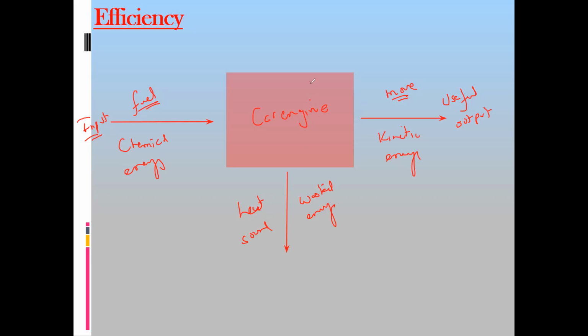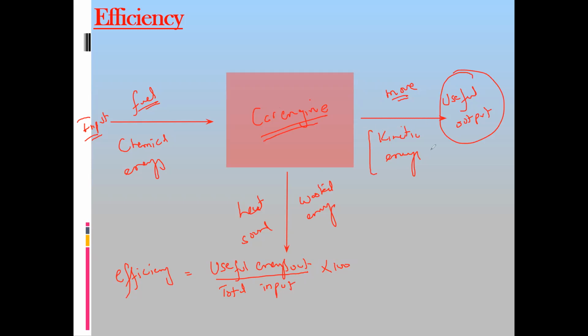So what is the meaning of efficiency? Basically, efficiency is a comparison between the useful energy output divided by total input, multiplied by 100. So if I say write a formula for efficiency of the car engine, what will be the formula? Because the useful output, what is the useful output for us for a car engine?